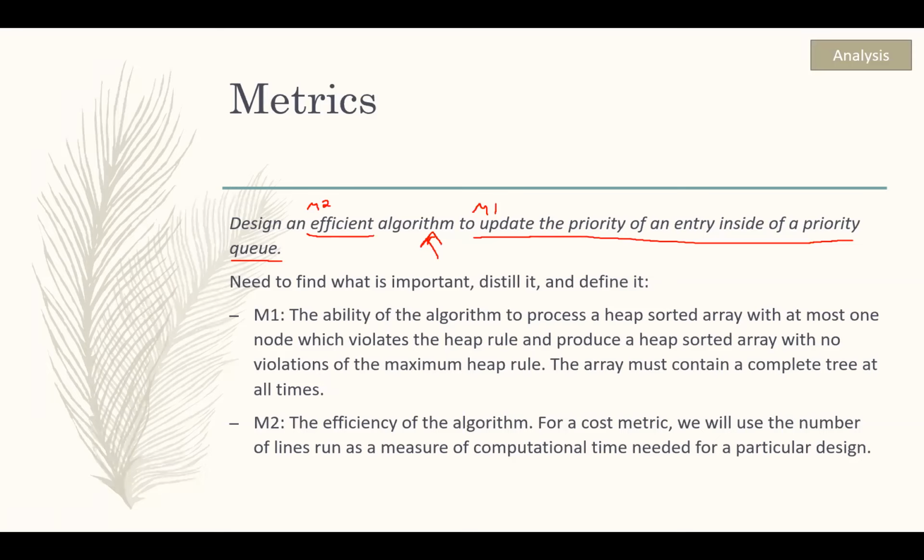So for M1, our first metric is the ability of the algorithm to process a heap ordered array with at most one node which violates the heap rule, and produce a heap sorted array with no violations of the maximum heap rule. So we're talking about the input and the output. The input is a heap with at most one violation of that rule, and at the end we want something with no violations, a proper heap. And then the last thing, which comes out of the blue a little bit, is that the array must contain a complete tree at all times.